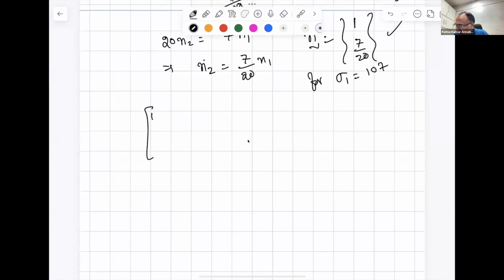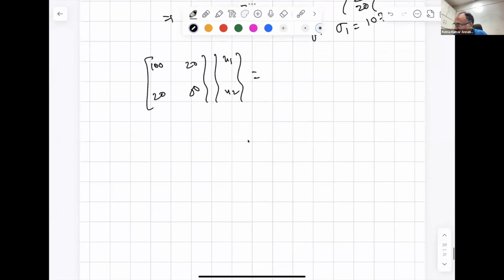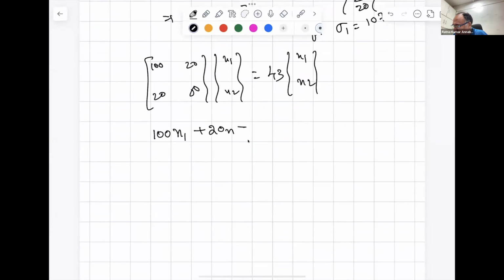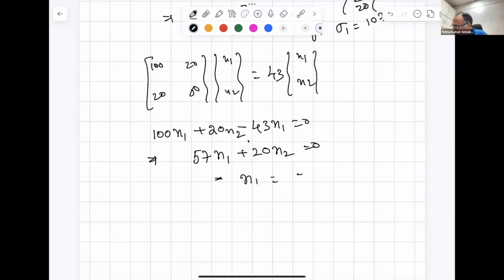Similarly, 100, 20, 20, 50, N1, N2. Second one is what? 107. And the second eigenvalue is 43. 43, N1, N2. Then again 100 N1 plus 20 N2 minus 43 N1 equal to 0. That implies 100 minus 43 is how much? 57. Plus 20 N2 equal to 0. That implies N1 is equal to minus 20 by 57 N2.